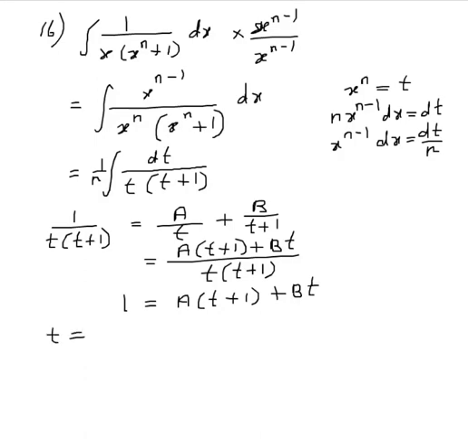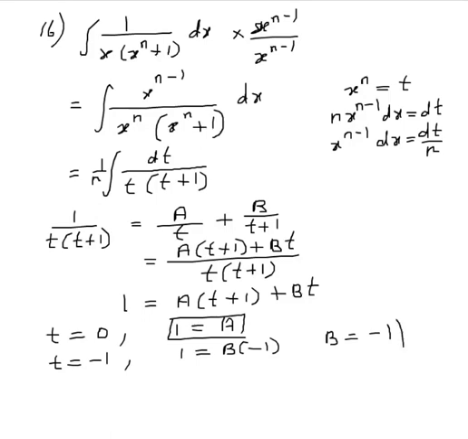Let us substitute values to find the values of A and B. I am substituting t as 0. A is 1. Let us take t as minus 1. B value is minus 1. So the given question can be written in this form into partial fractions.